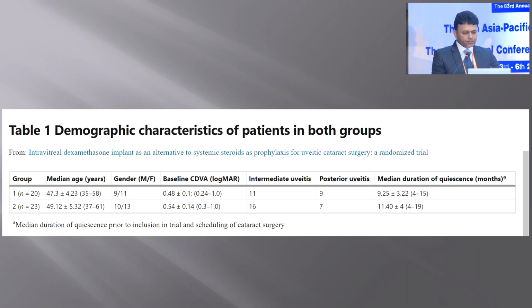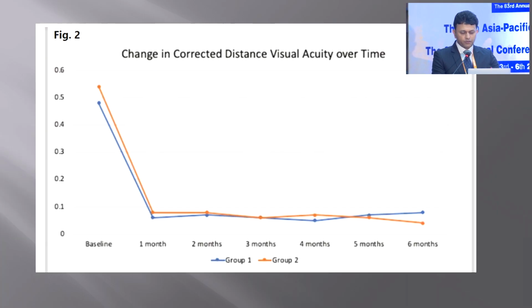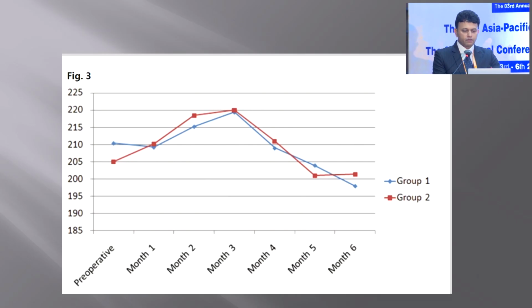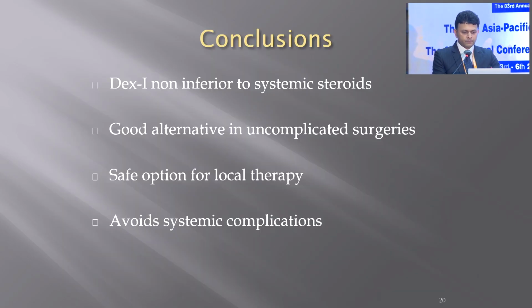Coming to the results, these are the demographic characteristics of patients in both groups. The trial was essentially divided into 2 parts. In one, the patient received solely the dexamethasone implant at the time of cataract surgery. In the other group, the patient received oral steroids starting 3 days prior to cataract surgery and extending up to a month after cataract surgery. If you see, the improvement in vision is comparable in both groups, as you can see here.